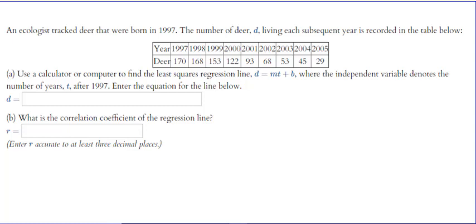Chapter 2, Section 1.6, Part 3's video. In this section, we'll continue looking at linear regressions in terms of different contextual problems.